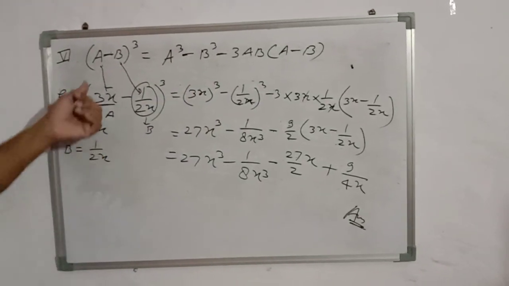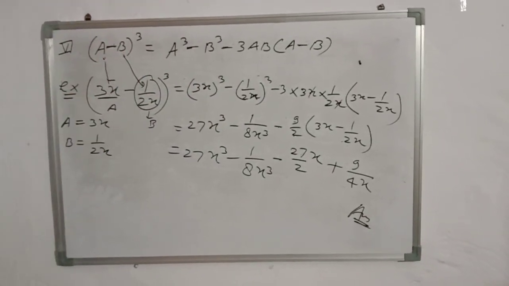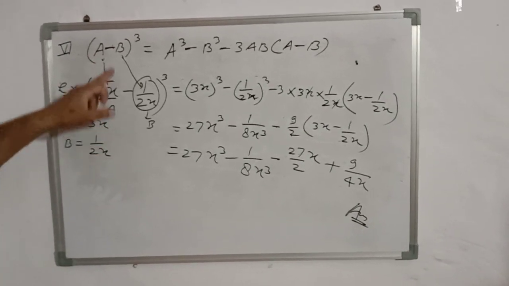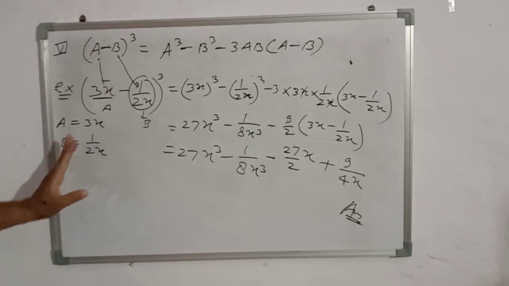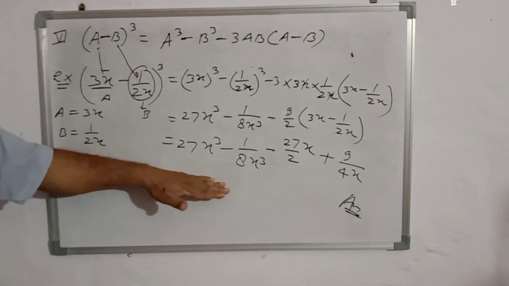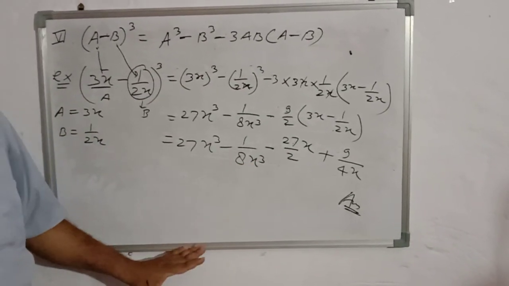This is the application of the identity (a - b) whole cube. So the value of a is 3x and b is 1 by 2x. These values of a and b we will put on the right side. After that we will simplify it to get the final answer.